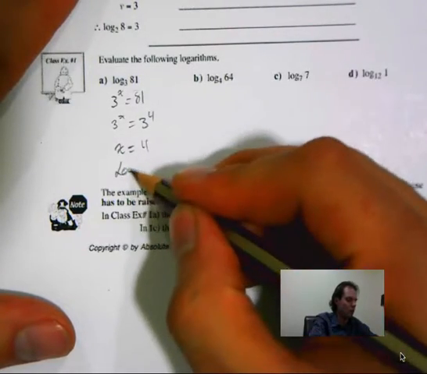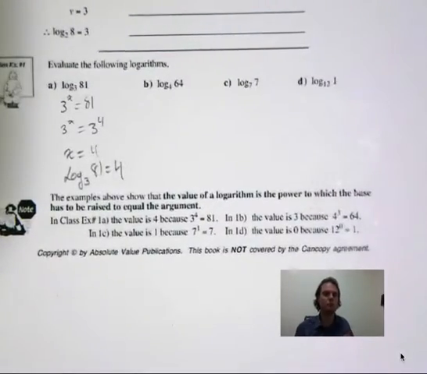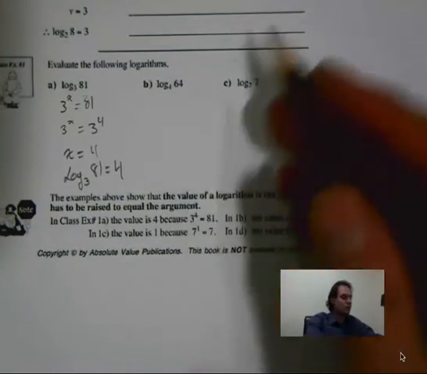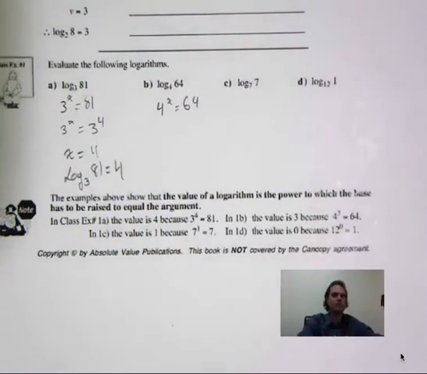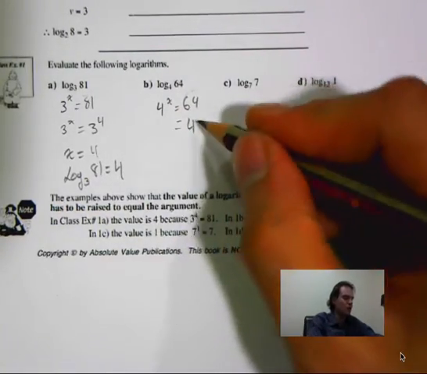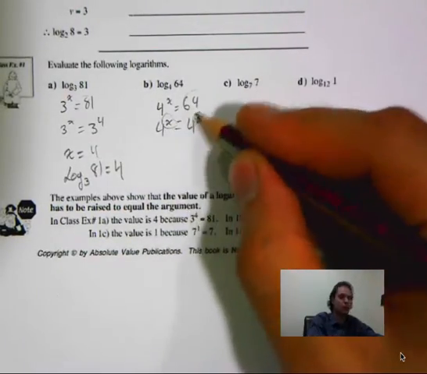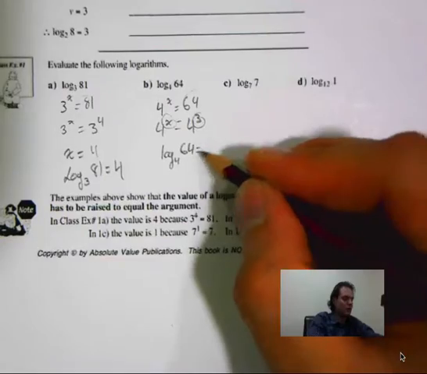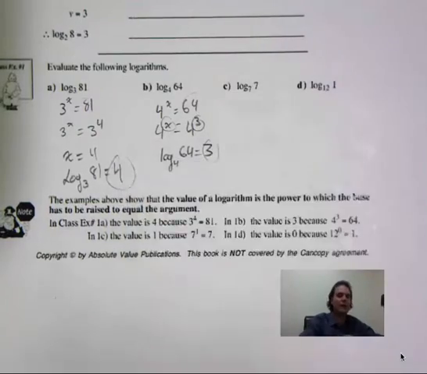So then log base 3 of 81 is equal to 4. Simple. It's kind of like exactly what we were doing last lesson. Here we're going to look at this one. This is saying 4 to the something is equal to 64. Well, 64, if we change that base, is the same thing as saying 4 to the power of 3 is equal to 4 to the x. Therefore, x is equal to 3. Thus, log base 4 of 64 is equal to 3. Okay, that's it. I'll just circle my answers.